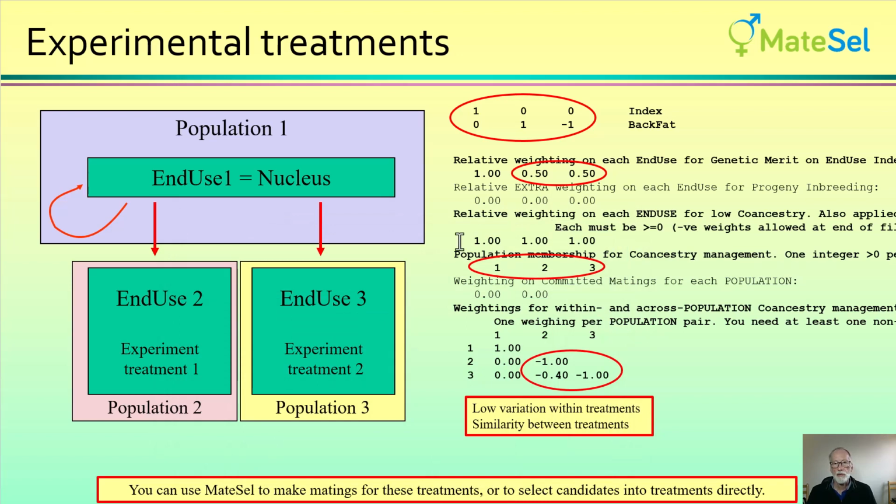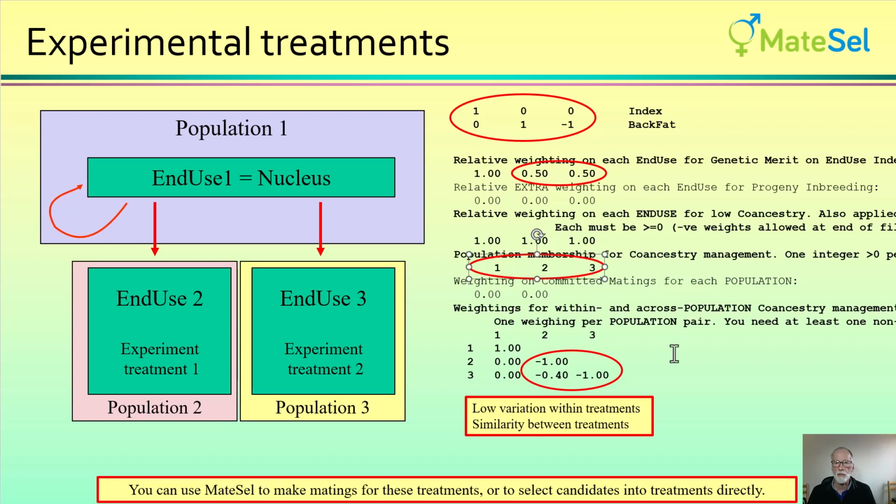Now, the great value of this is going to be in the trait distributions. We're managing the nucleus as normal with the index, that's in end use 1, and end uses 2 and 3 for the experimental treatments are going upwards for EBV in back fat and downwards for EBV in back fat. And that might be an example where you're setting up resources for a nutrition experiment or something like that. We're going to put less emphasis on the experimental treatments than on the nucleus, so the nucleus isn't compromised.